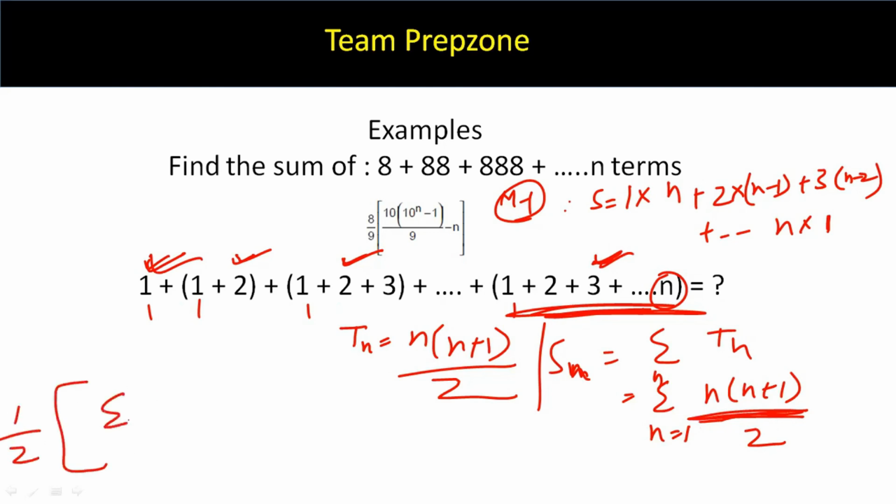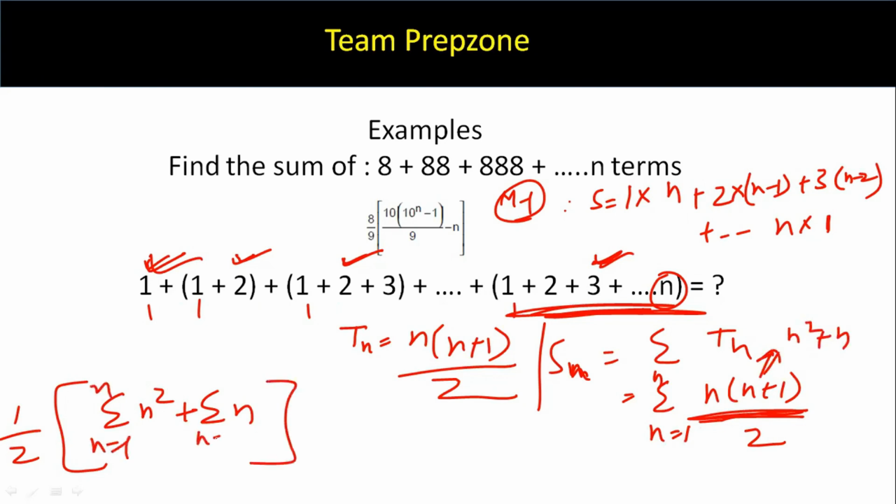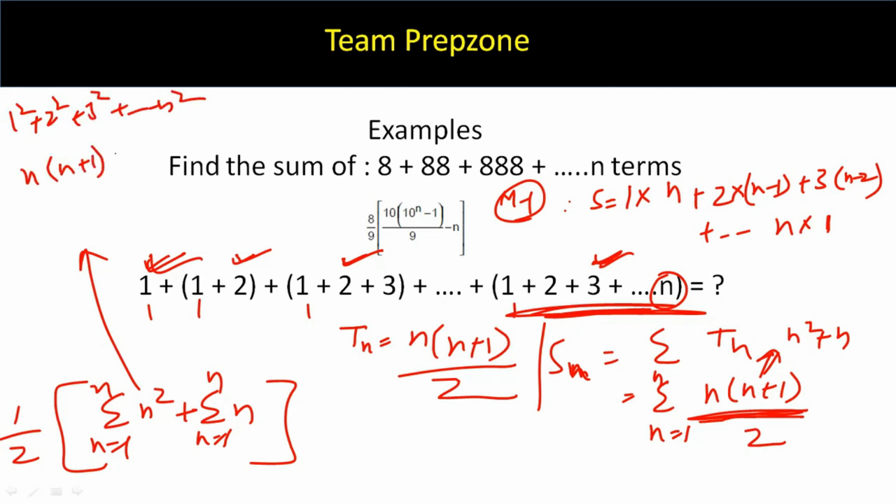So this is nothing but summation of n square plus summation of n. I'm just simplifying this bracket. This is nothing but n square plus n. And I have to apply summation on this, right? Summation is going from n equals 1 to n. This is also n equals 1 to n. You already know the formula of this. Summation of n square when n goes from 1 to n. What is this? This is actually 1 square plus 2 square plus 3 square till n square. We directly know its formula, n into n plus 1 into 2n plus 1 by 6, right?